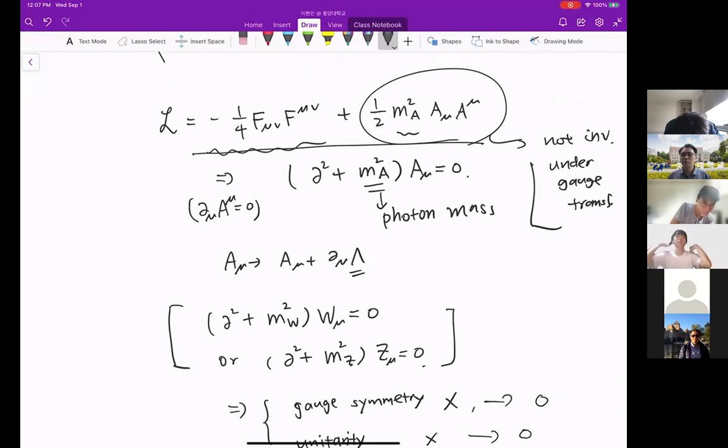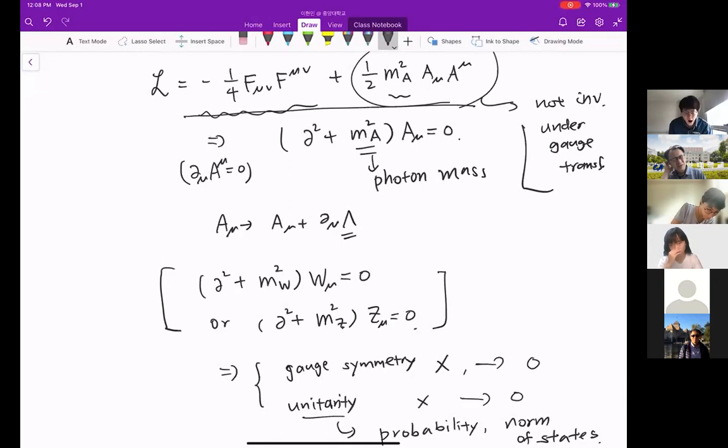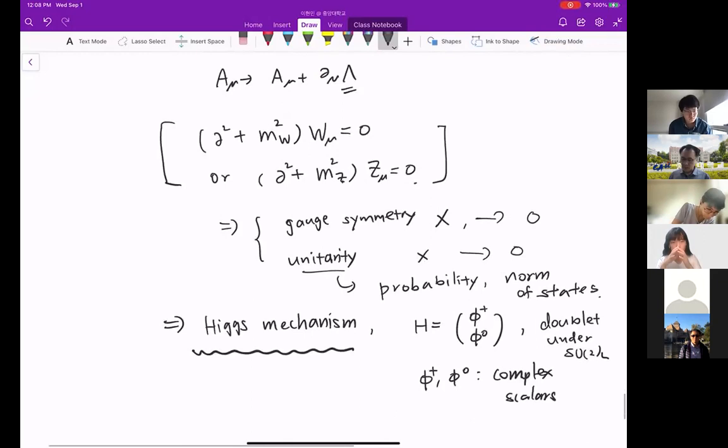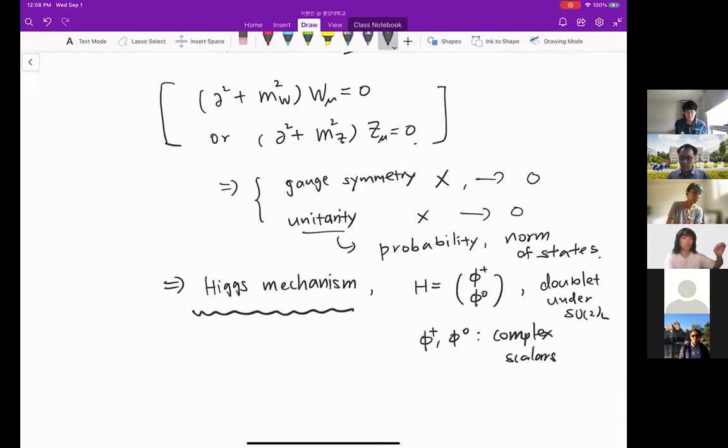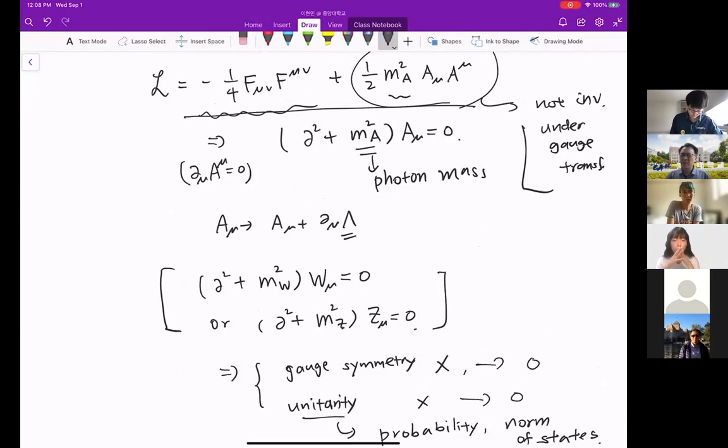Maybe you can think about how we distinguish between the case without the Higgs mechanism and the case with the Higgs mechanism. How do we distinguish? That question you need to answer. Yeah, that is an important question. Because of that, the discovery of the Higgs boson was so important for the completeness of the standard model. If you didn't find the Higgs boson at the LHC, people thought about many possibilities.